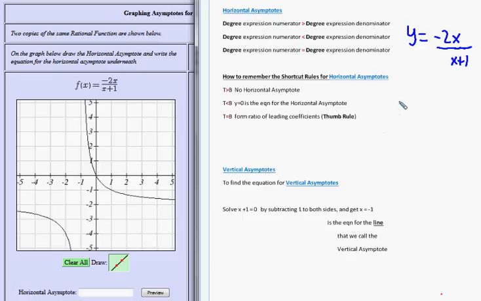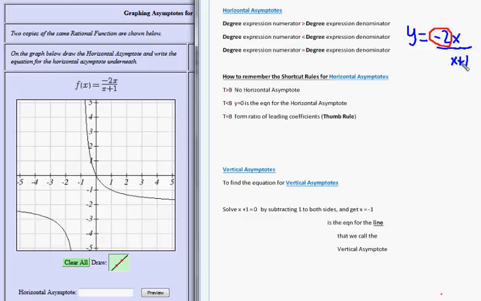So at any rate, what you do is you look at the leading coefficient, which is always the coefficient on the term with the highest exponent. We already said that, well, there is really only one term up here, so this is the term with the highest exponent because there's only one, and its coefficient is negative 2. So that's going to be the numerator of my answer.